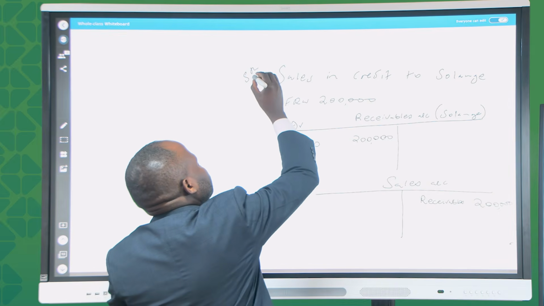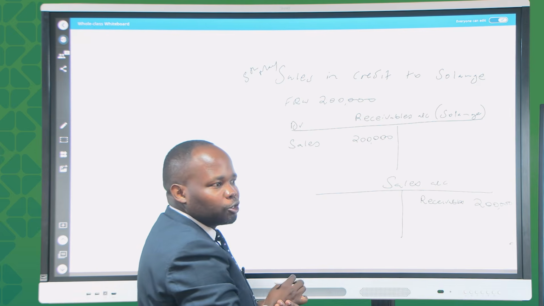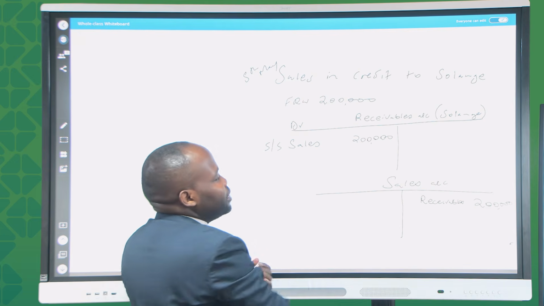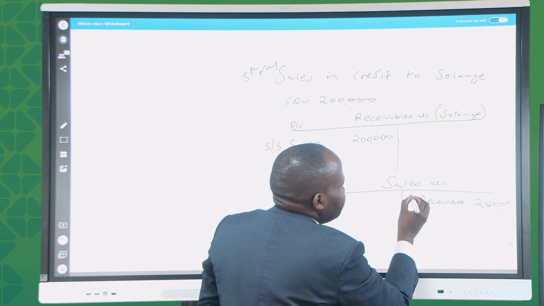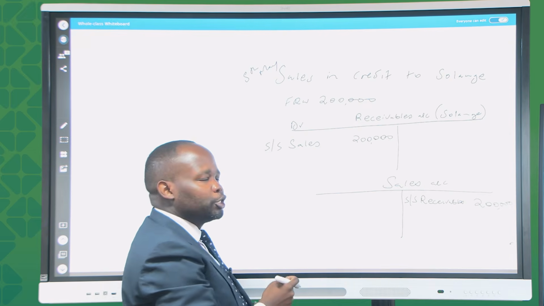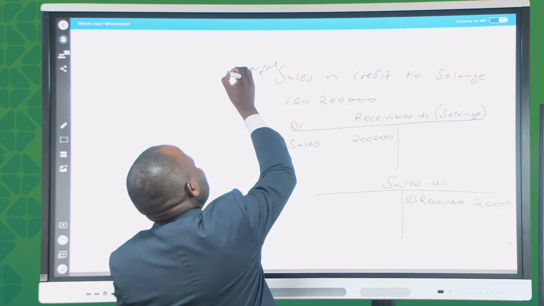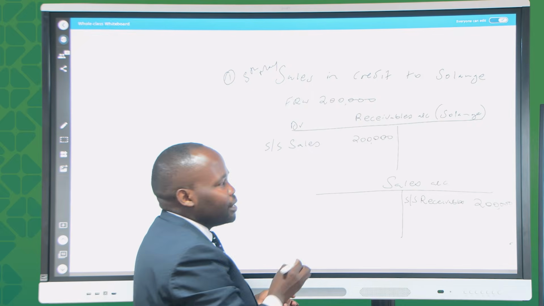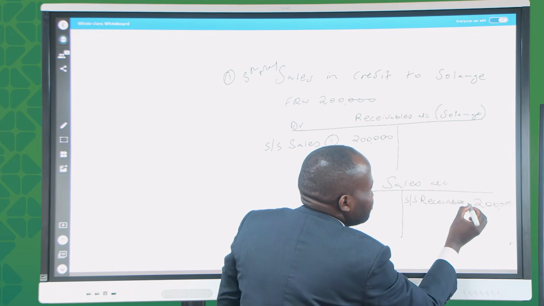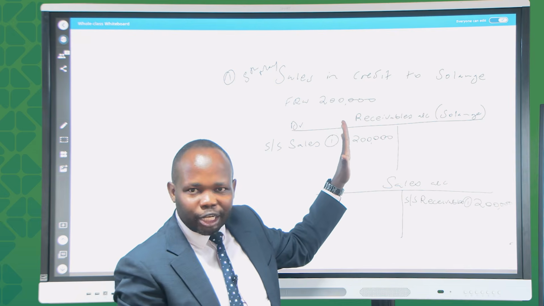But in a transaction, there should be a date. Maybe the transaction took place on 5th of May. So if the transaction took place on 5th of May, we can write 5th of May there, and we can also write 5th of May in the other account. And then we also need to put what we call a reference or a folio number. This can be our transaction number 1. This is an example of a ledger.